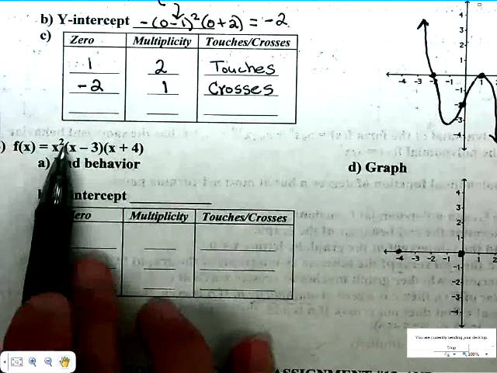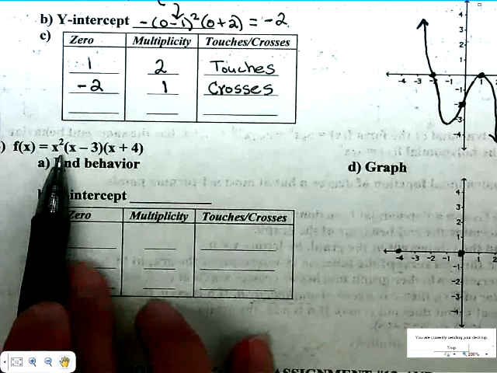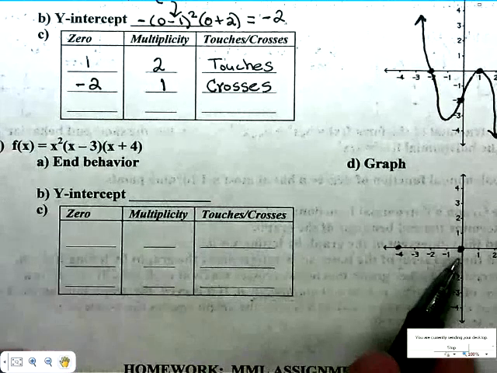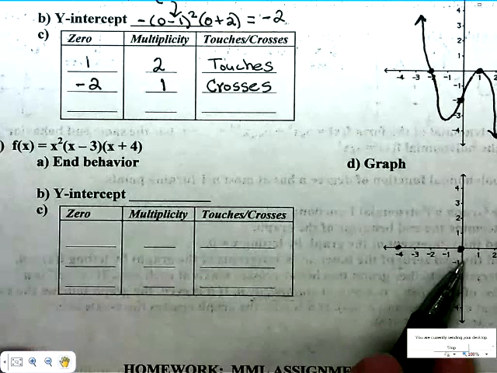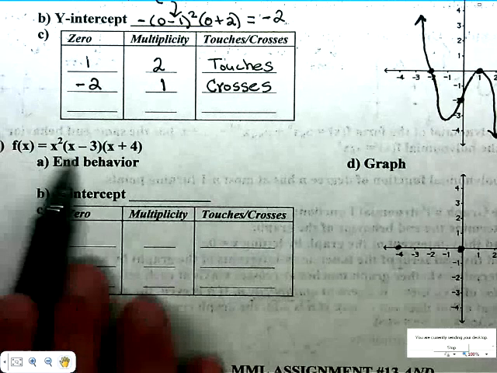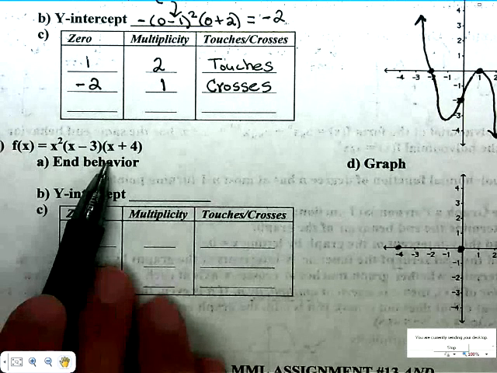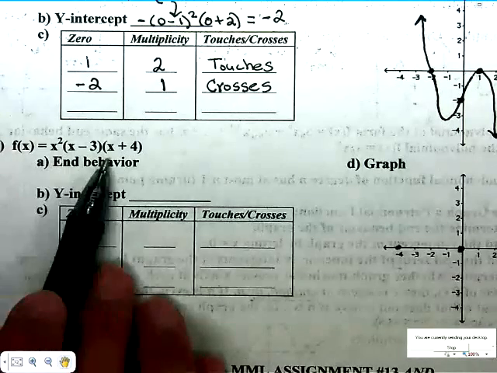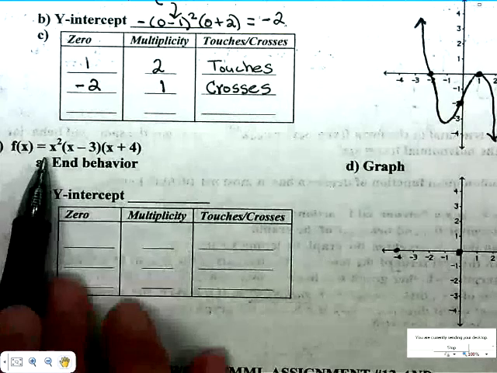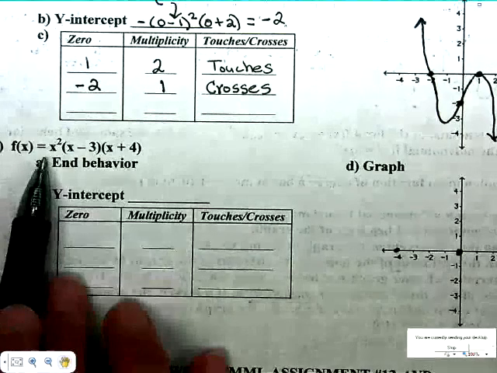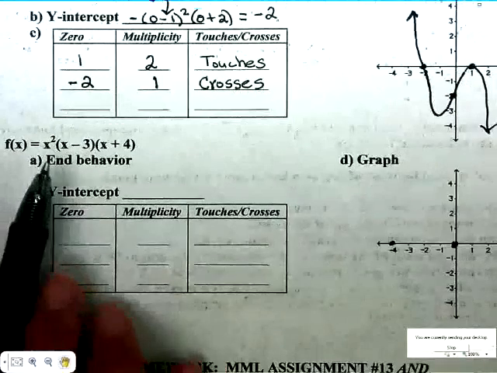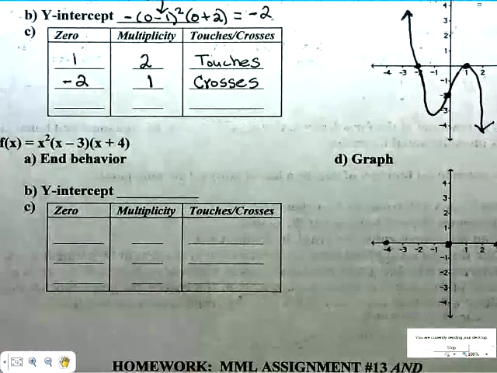-12 times 0, which is just 0. So the y-intercept, I already have it graphed. Well, let's see. What degree is this polynomial? If you multiplied all the x's together, you'd get an x to the fourth degree with positive or negative coefficient. Positive coefficient, fourth degree with positive coefficient means both ends do what? Go up like a concave up parabola.